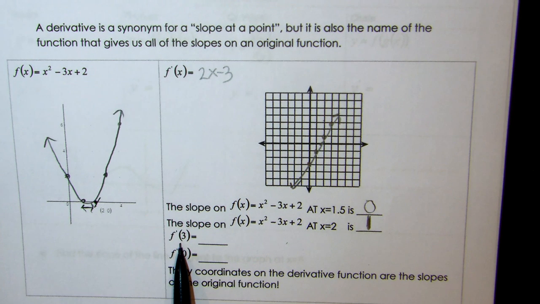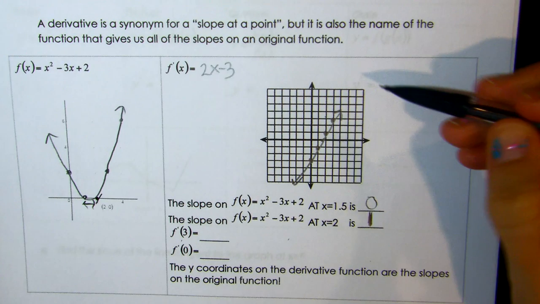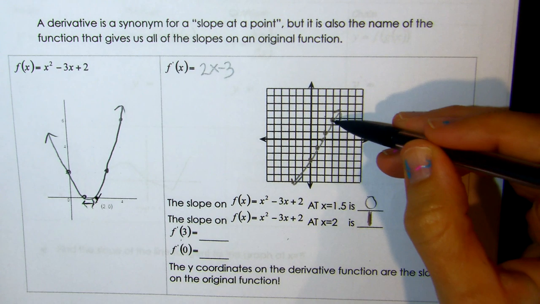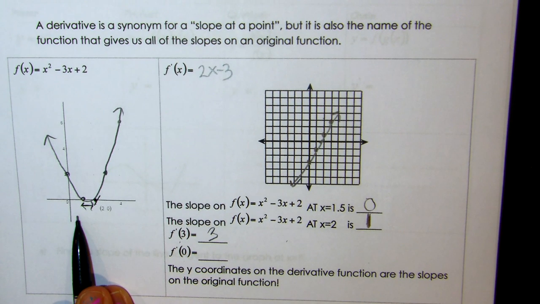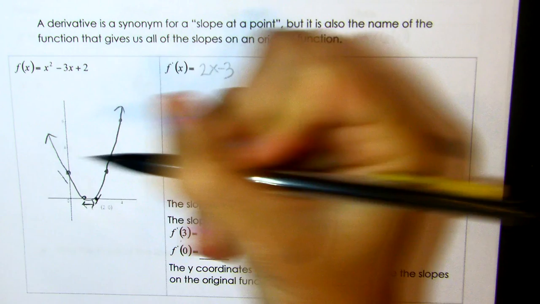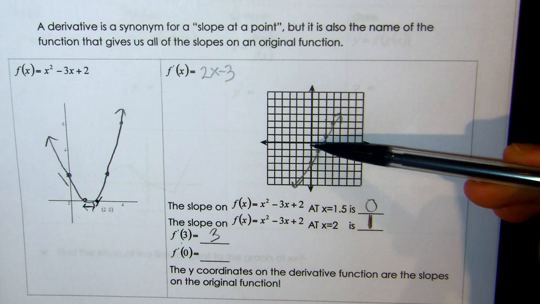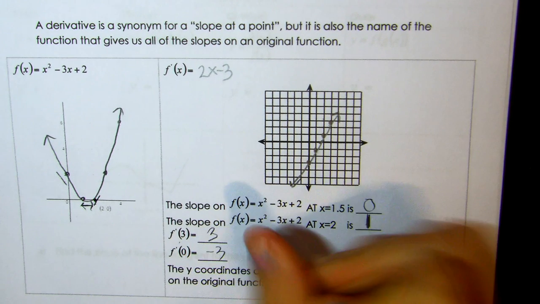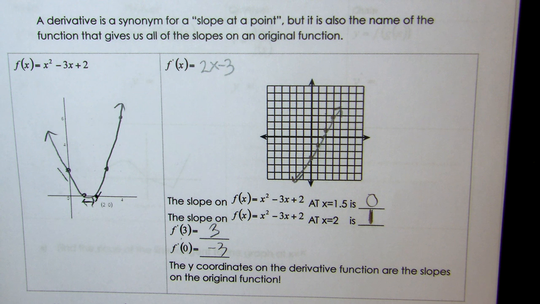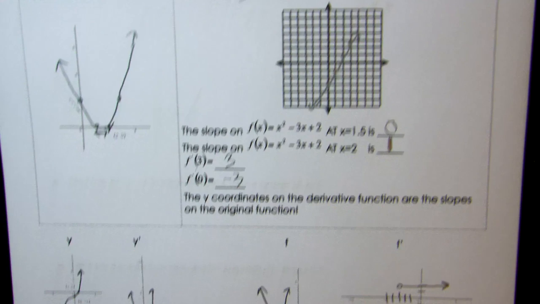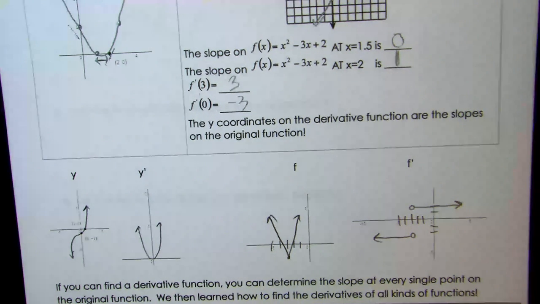So now what's the slope at 3 on the parabola? Well, the y coordinate at 3 is... why can't I see that? 3. What's the slope at 0 on the original function? I would guess that it's a negative value based on its tangent line. Let's go ahead and look at what the y coordinate is at 0. So the y coordinates on the derivative are the slopes on the original function. Okay, I just drew in the function since my ink cartridge did not work.